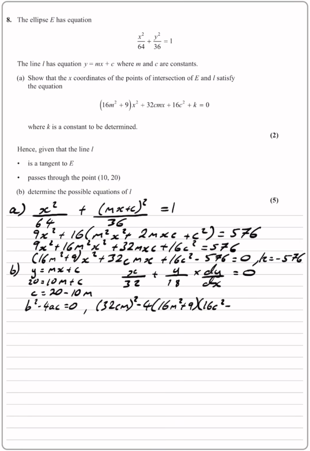Anyway, here's mine. So b squared minus 4ac, we have b is 32cm, a is of course 16m squared plus 9, and c is 16c squared subtract 576, so b squared minus 4ac equals 0. I'm going to start expanding some of that out. Factorizing 16 out of the 16c squared minus 576 as well allows us to divide everything by 64.